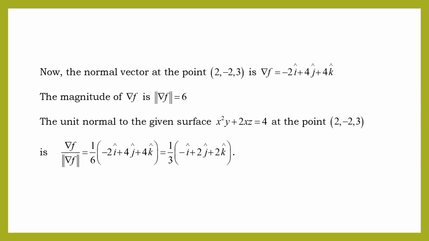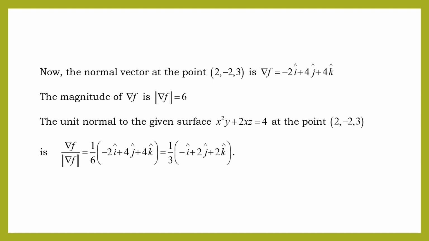But here we have to observe one fact. Why is this value del f by norm del f called a unit normal? Suppose that n cap equals this del f by norm del f. Then n cap becomes what? 1 by 3 times minus i cap plus 2j cap plus 2k cap, which is the value of del f by norm del f. It is a unit normal.